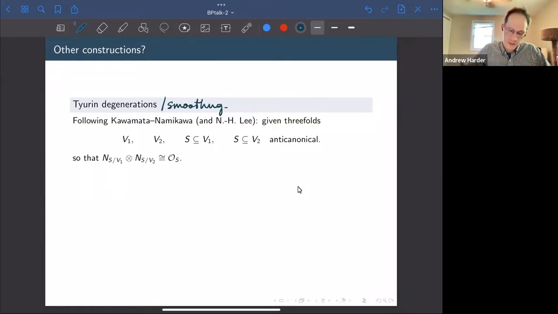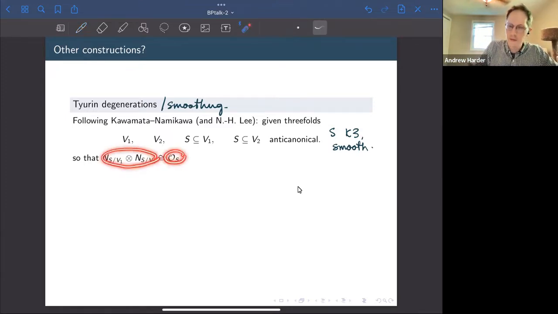By work of Kawamata and Namikawa, or follow-up work by Namhoon Lee, we can construct a Calabi-Yau threefold by taking the following pieces of data. If I take two threefolds, V1 and V2, so that I have a smooth anticanonical divisor S in both, then S is a K3 surface and it's smooth. If I have some common smooth anticanonical divisor, I can essentially glue V1 and V2 along this thing and deform it under the condition that the tensor product of the normal bundles is trivial. So this is essentially Friedman's d-semistability condition.